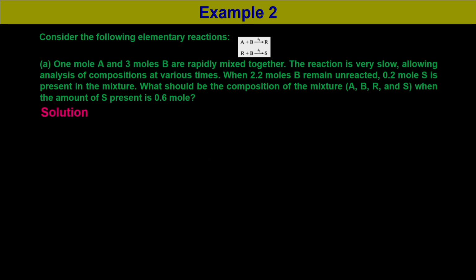So, in this case, at the start of the reaction for the first case, A naught is equal to 1, B naught is equal to 3, and we can write Ca naught, Cb naught, and Cb is 2.2 and Cs is 0.2.